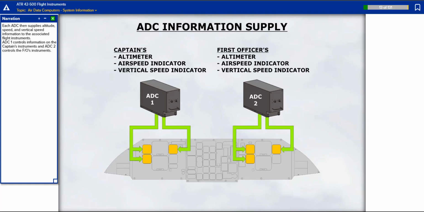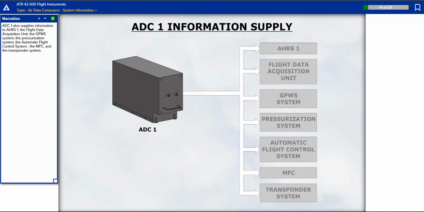Each ADC then supplies altitude, speed, and vertical speed information to the associated flight instruments. ADC-1 controls information on the captain's instruments, and ADC-2 controls the first officer's instruments. ADC-1 also supplies information to AHRS-1, the Flight Data Acquisition Unit, the GPWS system, the pressurization system, the automatic flight control system, the MFC, and the transponder system.